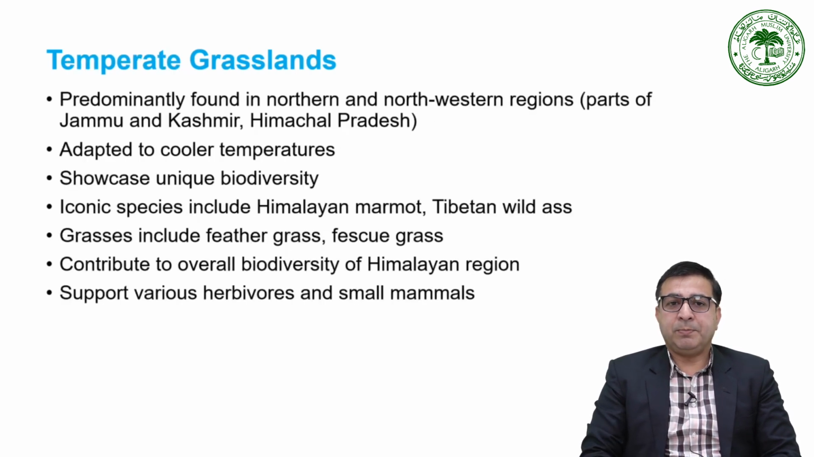Another is temperate grasslands. Temperate grasslands in India are predominantly found in the northern and northwestern regions, including parts of Jammu and Kashmir and Himachal Pradesh. Adapted to cooler temperatures, these grasslands showcase a unique biodiversity. Some major species of these grasslands are the Himalayan marmot and the Tibetan wild ass, which inhabit these regions. The grasses, including feather grass and fescue grass, are well adapted to temperate climates.